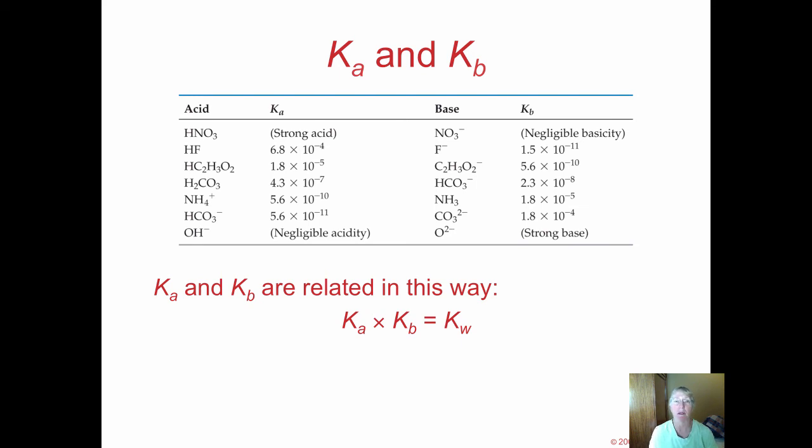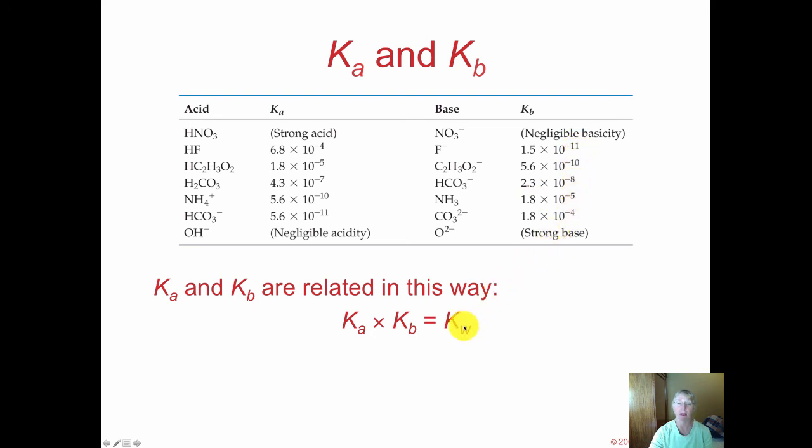I'm not exactly sure why they included HNO3, nitric acid, or hydroxide, like sodium or potassium hydroxide, because those are respectively strong acids and strong bases, and they don't have a Ka or a Kb. But I hope you do notice that as you go down the column of the weak acids, we go from stronger hydrofluoric down to weaker hydrocarbonate. And as the strength of the weak acids gets weaker, the strength of their conjugate base should be getting greater.